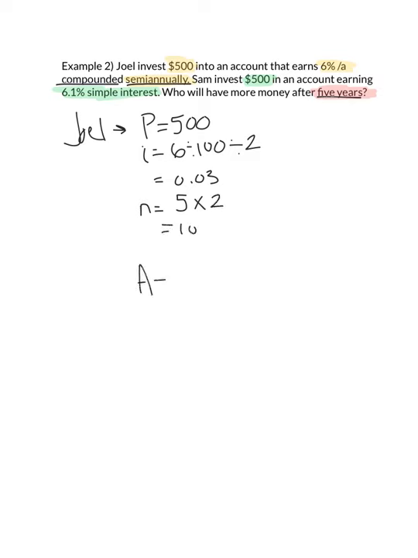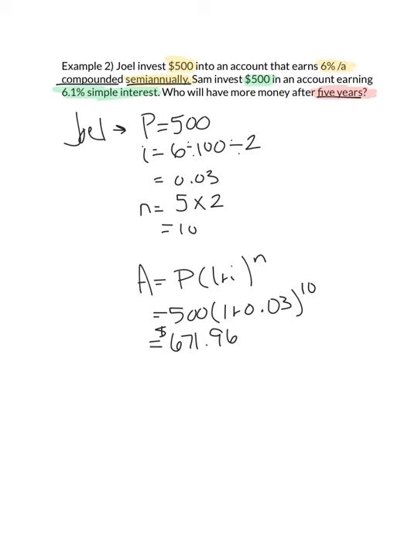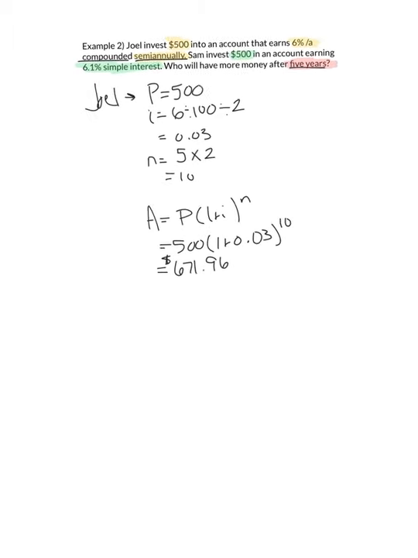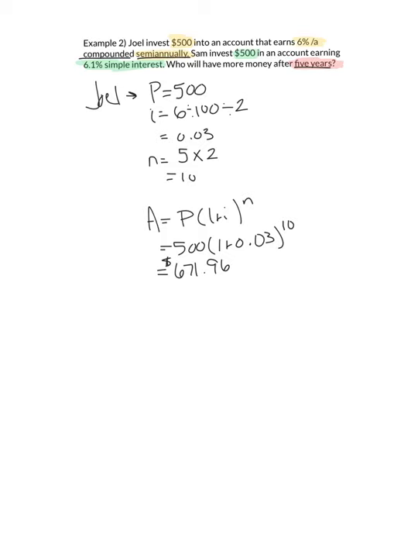I'm ready to plug that into my formula for compound interest. And so I'm going to get 500 times 1 plus 0.03 to the power of 10. And when I do all of that, I'm going to get $671.96. It's pretty good money. $500 to $671. I would say it's decent for sure.